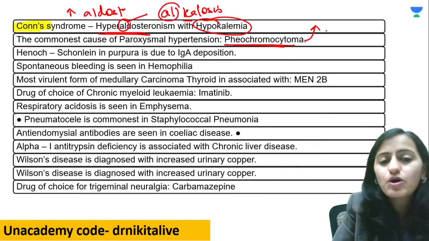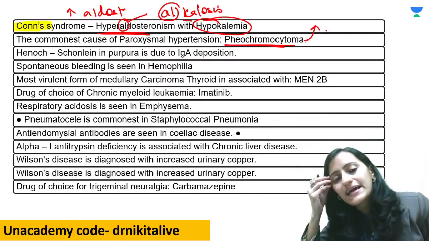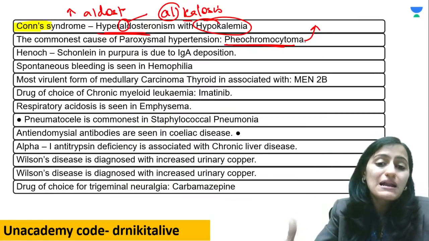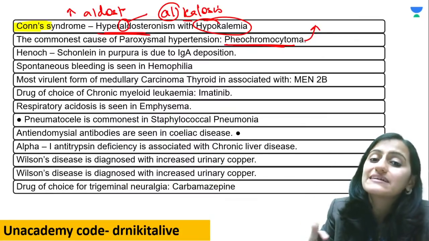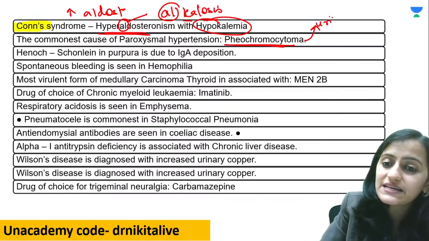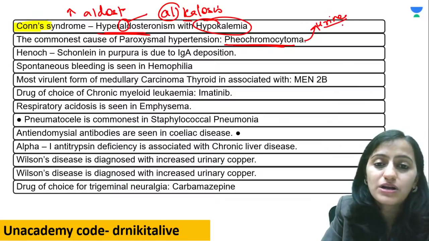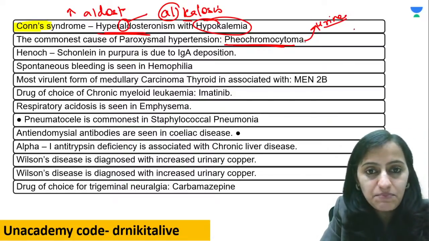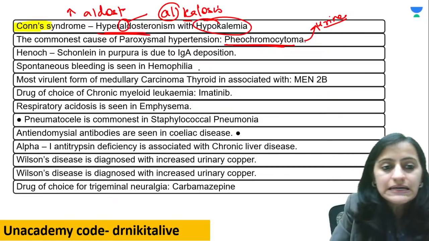Pheochromocytoma, very, very important. You'll get a history of intermittent headache, flushing, palpitation, sweating. All of that is pheochromocytoma. Screening test, you look for urinary catecholamine fraction, metanephrine and VMA is what we check for.